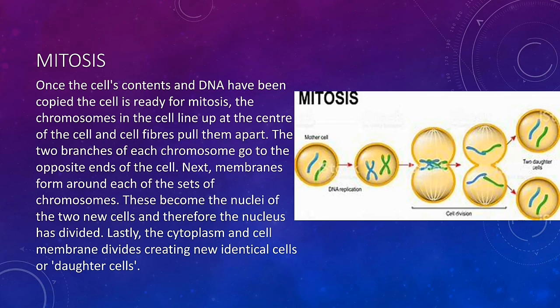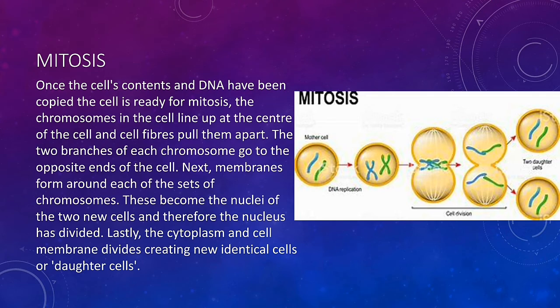Next we are moving on to the division of the cell, or the mitosis stage. Once the cell's contents and DNA have been copied, the cell is ready for mitosis. The chromosomes in the cell line up at the center of the cell and cell fibers pull them apart. The 2 branches of each chromosome go to the opposite ends of the cell.